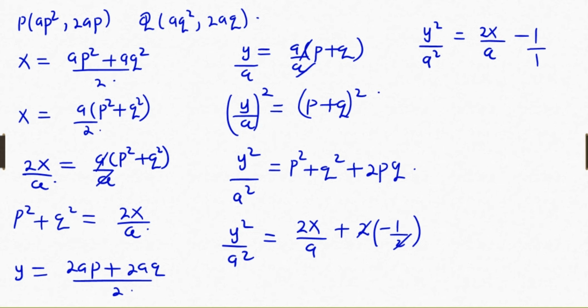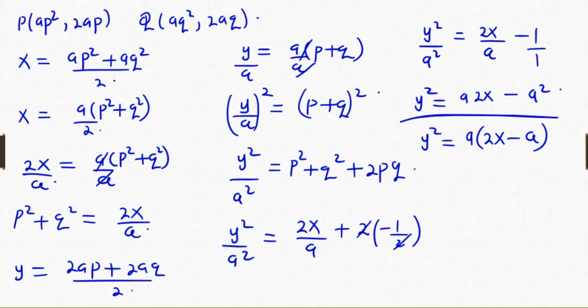We get the LCM on both sides, so we shall have y squared is equal to a into 2x minus a squared. So we shall have y squared is equal to, we can factorize out a, so we shall have a into 2x minus a, as required by the question.